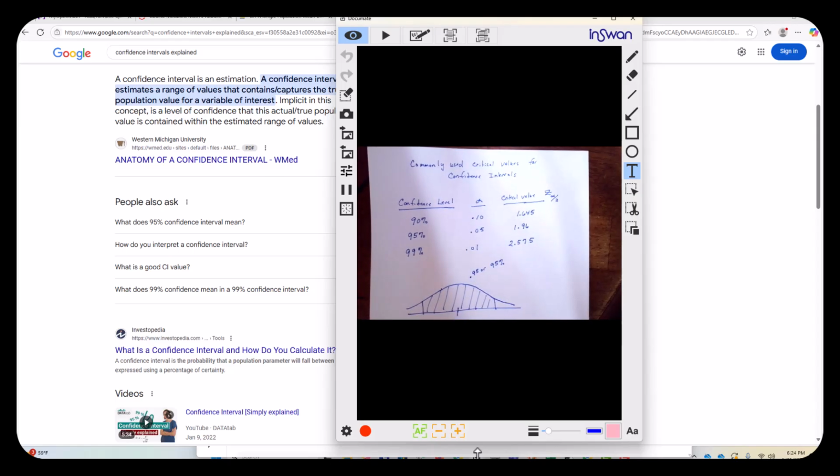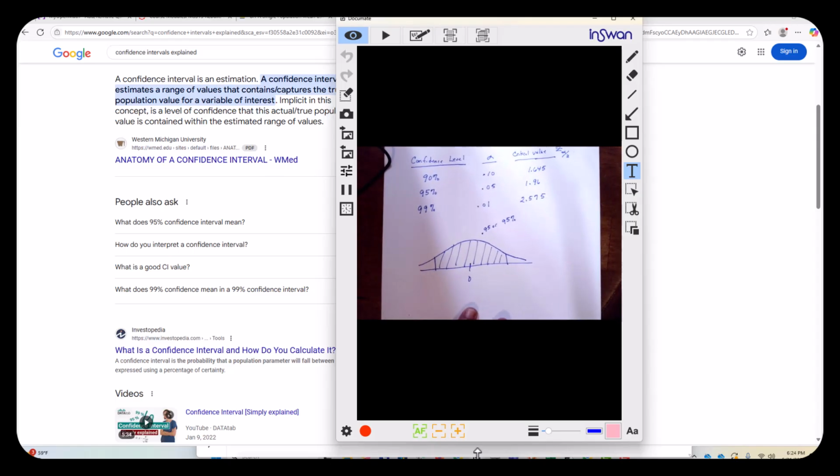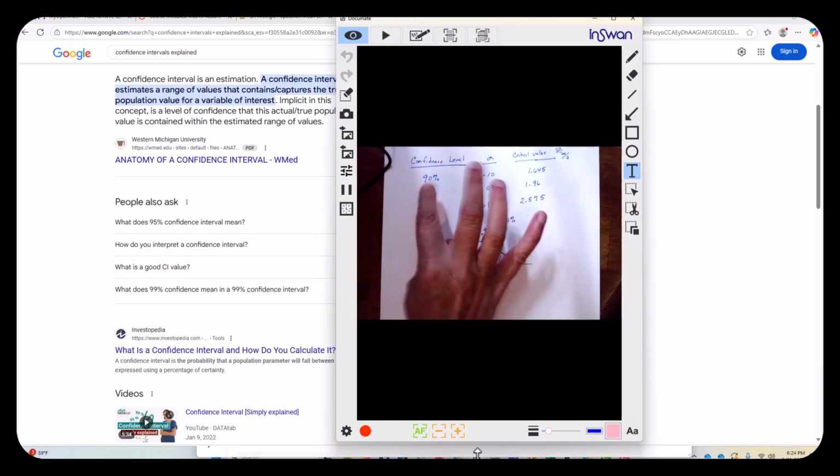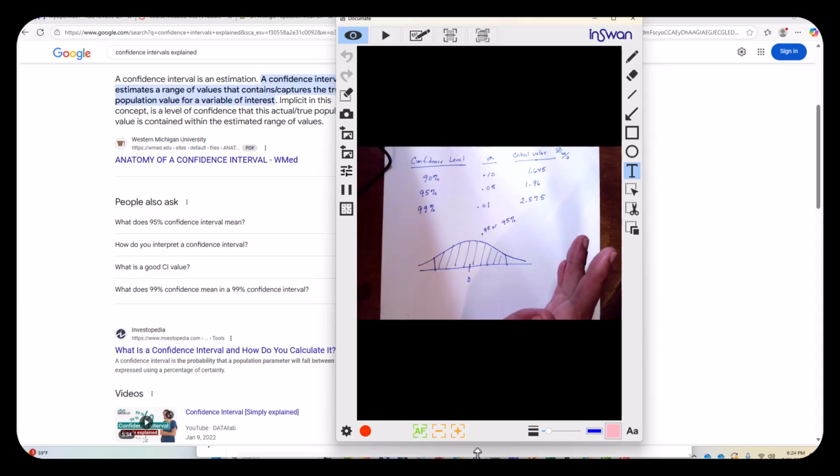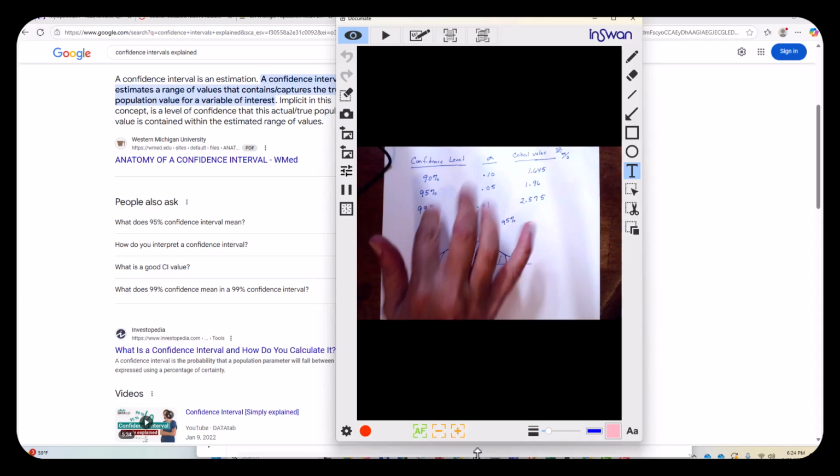So I'm going to show you how to calculate one of them. You don't have to calculate these. These are given to you. If you were given a 98% one, you might have to calculate that, but I don't think I'll have any in there for you like that because these are the most commonly used ones.